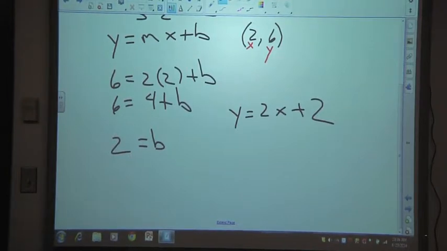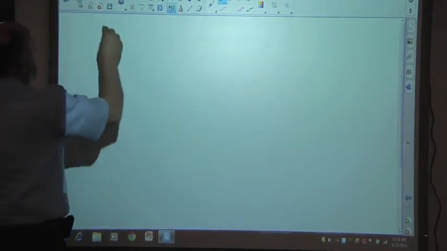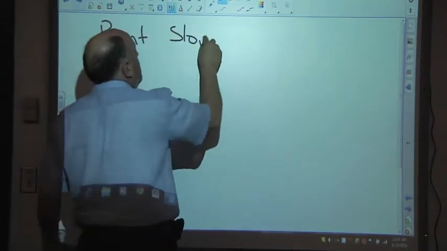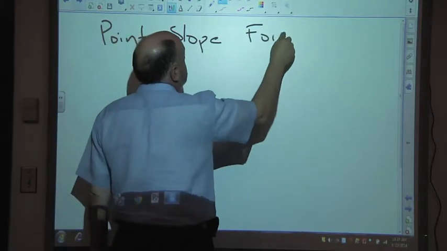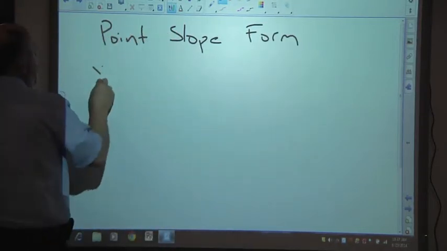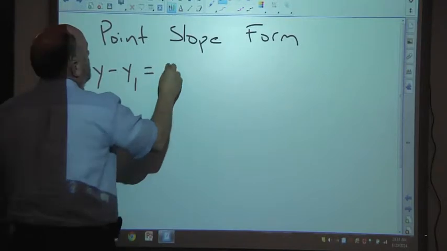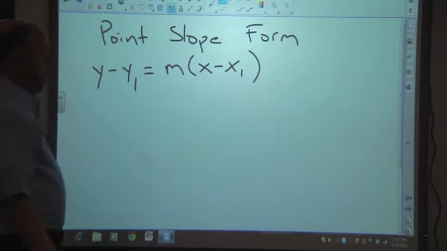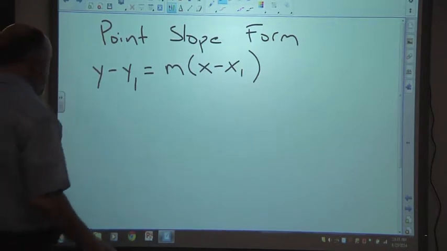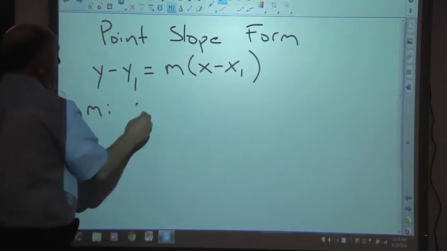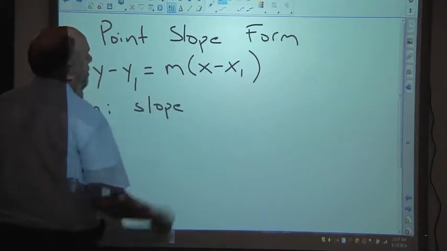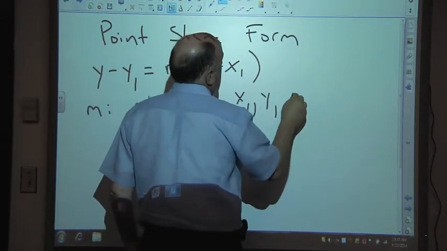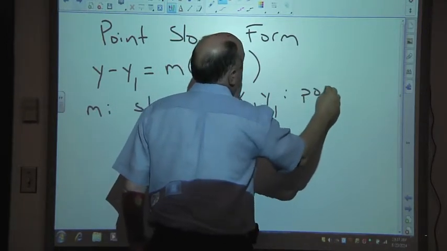The other way you could write an equation of a line is in what is called point-slope form, which is y minus y1 equals m times x minus x1. When the equation is in this form, m represents the slope, and (x1, y1) is the point.